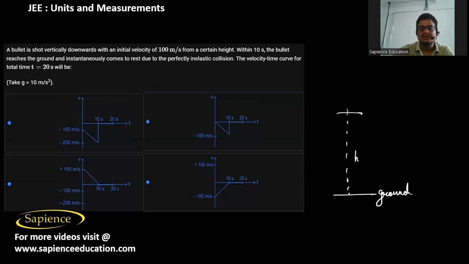Let's say from this height, it is shot vertically downwards with some initial velocity u, which is 100 meter per second. Within 10 seconds, the bullet reaches the ground. It means t equal to 10 seconds, and instantaneously comes to rest due to the perfectly inelastic collision. So here, the bullet comes to rest, v equal to 0. The velocity time curve for the total time t equal to 20 seconds will be.